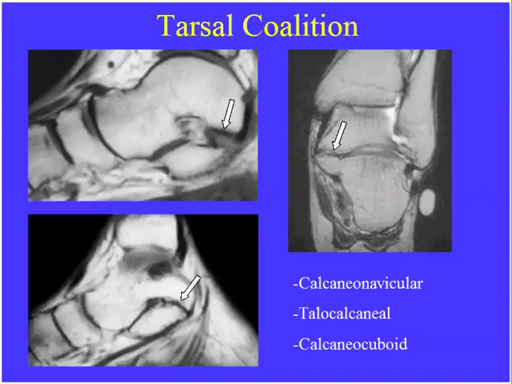Tarsal coalition they also like to show as an entity, and typically we'll see a nice joint space between the articulations of the tarsal bones. You can have a fibrous coalition, or you can have an osseous coalition where there's solid bone. But here we have completely lost the normal appearance of the joint, and we see this kind of undulating appearance of the adjacent bone. This is a fibrous coalition.